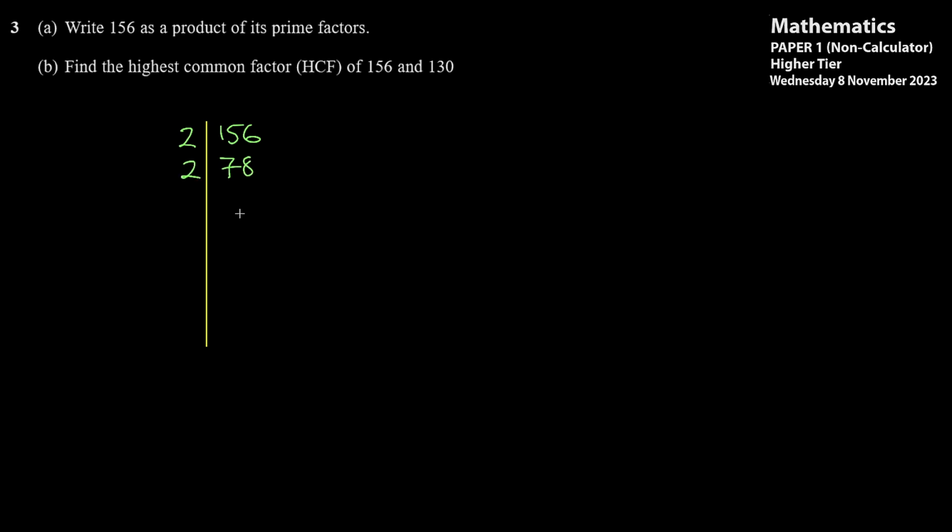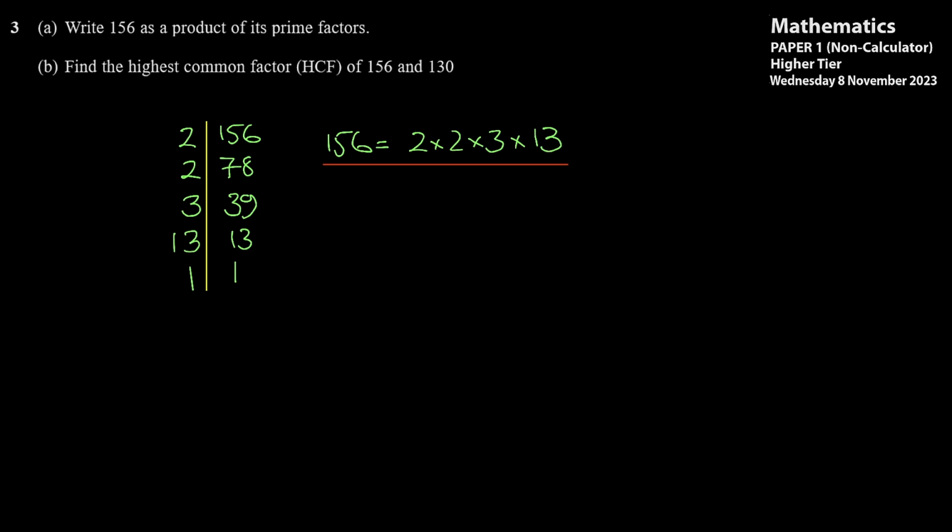Again, 2 will go into that. I get 39. Now 2 will not go into this because it's an odd number, but 3 will. And I get 13. Now 13 is a prime, and that ends the column. So I can say that 156 is equal to 2 times 2 times 3 times 13. That's a product of its prime factors, and it's also the answer.